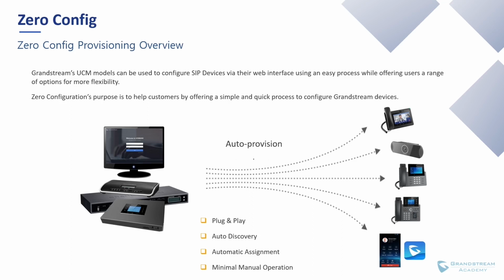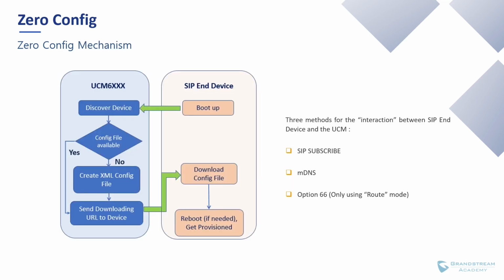Basically, the UCM will create an XML configuration file of the detected and assigned GrandStream device and accomplishes the configurations on the device after the provisioning. We're going to go into details in the next slides about the steps involved in zero config provisioning. This is basically the mechanism of zero config.